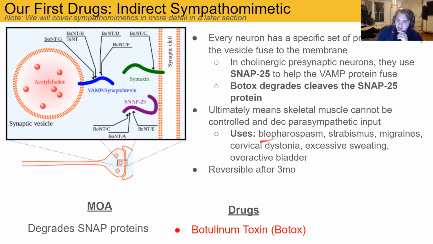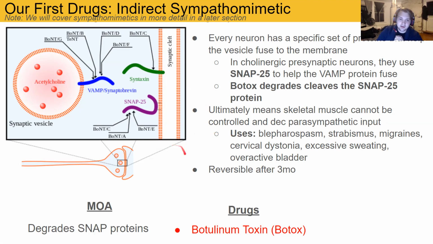And so our uses here are going to be all different effects of overstimulation in the muscles. We have things like blepharospasm, which is eyelid spasms, where you're blinking way, way too much. You have strabismus, which is where your eye muscles are pulling your eyes to be cross-eyed. Certain kinds of migraines are caused by your muscles pulling so tightly that you're getting a migraine, so it's migraines due to muscle contraction. You also have cervical dystonia, which is where you have such strong neck contractions in those muscles that you can't turn your head. It hurts a lot.